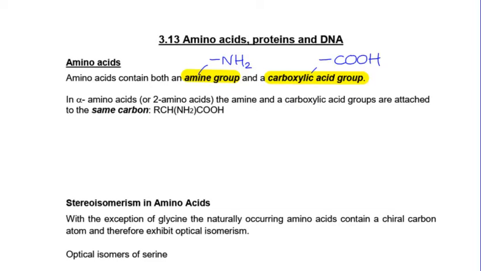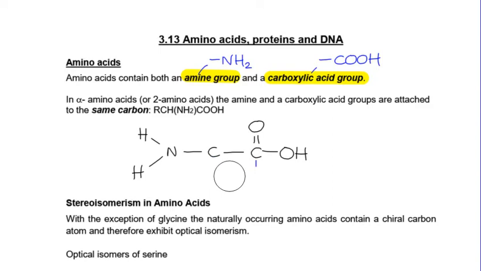So if we imagine we've got our carboxylic acid group here, it's attached to a carbon, and the amine group is attached to the same carbon. So if I attach my amine like that, that would be carbon number 2 in the chain. This would be carbon number 1, and this would be carbon number 2. So the chemist might call those 2-amino acids because the amine group is attached to carbon number 2. 2-amino something-oic acid.